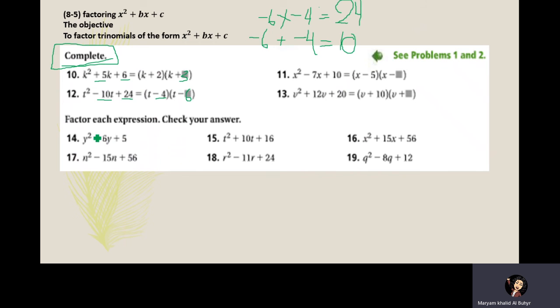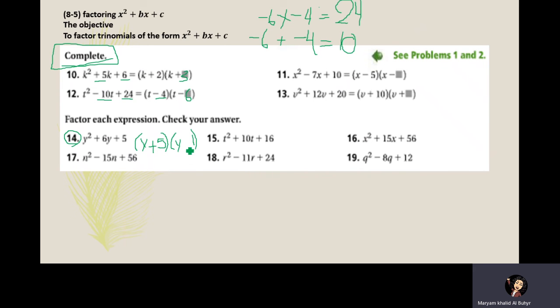Let me solve with you something without having the answer. So I'm going to solve with you number 14, which is given exactly the same as given here. But there is a difference here. What are the two numbers? The only choice that we have is 5 and 1. 5 plus 1 is 6. So that's it. That's the answer.